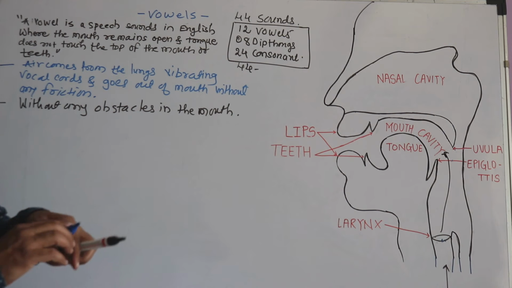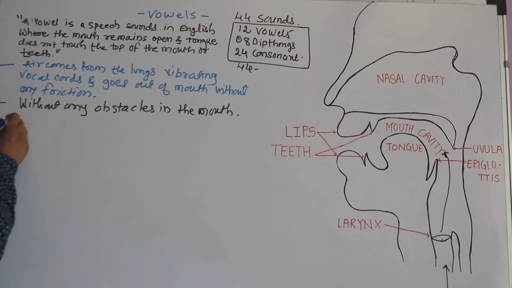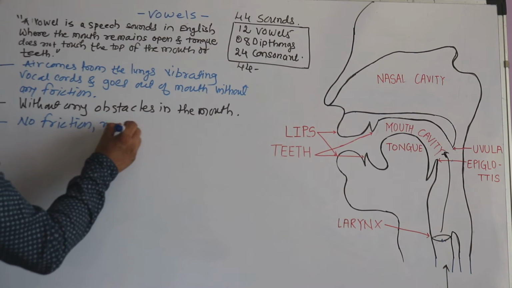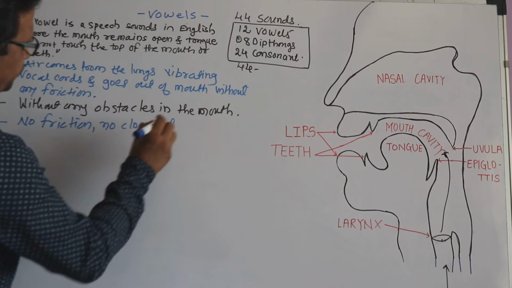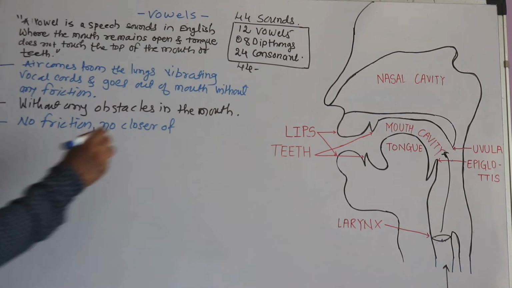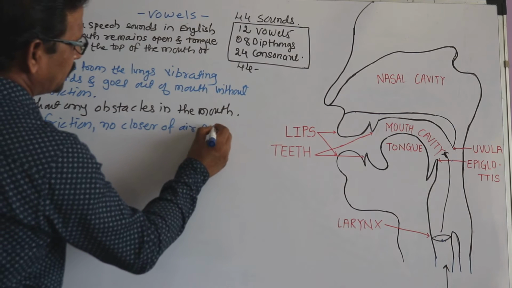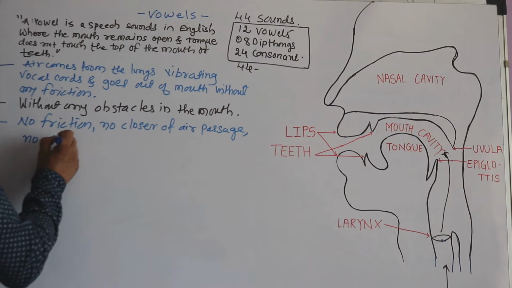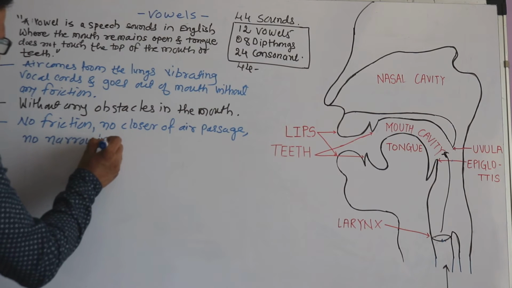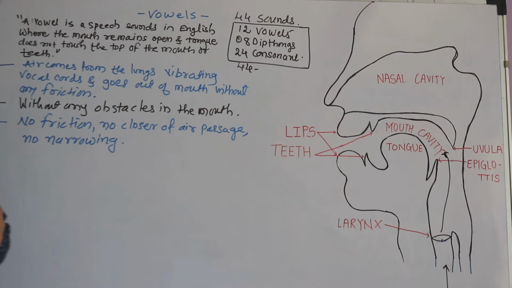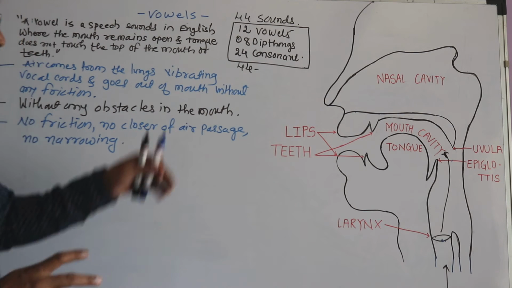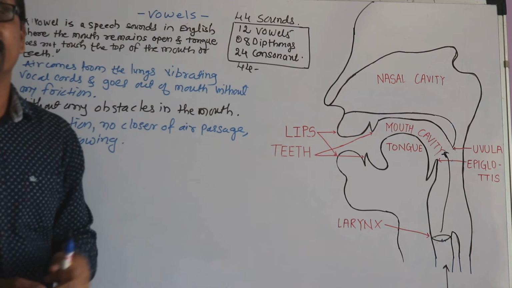So we can say that there is no friction, no closure of air passage, no narrowing. It happens in the case of vowel sounds. So friends, this is very important when we produce any vowels.